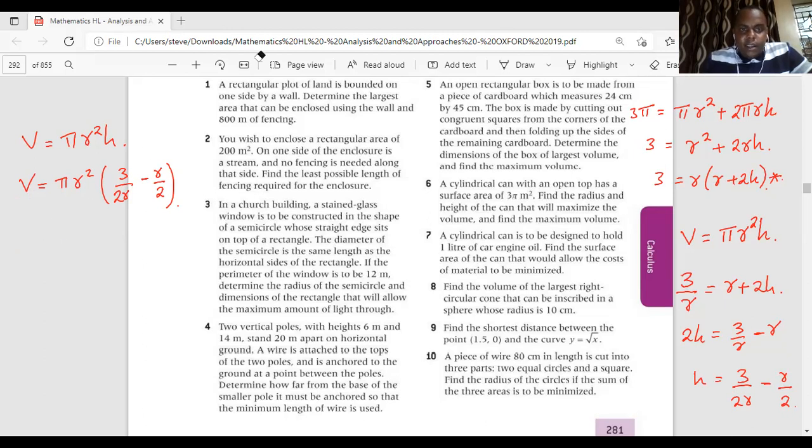So dV/dr. Can you compute dV/dr for this one? Of course, you're going to use the product rule, right? Mm-hmm. Okay. Can you give it a shot? This will be fun. Okay. 2 pi r, I think. Yeah, we can do it in that order. 2 pi r multiplied by just the second half, so 3 over 2r minus r over 2. And then that whole thing plus pi r squared.